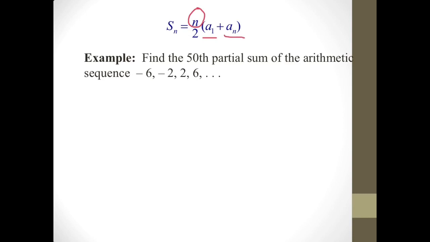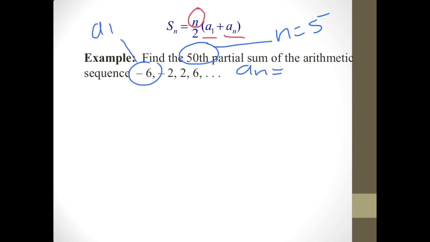How many terms are we adding together? What's our first term and what's our last term? Below we have an example to kind of help us identify this formula. So we want to find the 50th partial sum of the sequence -6, -2, 2, and 6. Let's identify what we know. The 50th partial sum means that n is going to equal 50. I know what my first term is, it's -6. What I don't know is what a sub n is, or in this case, what is my 50th term.